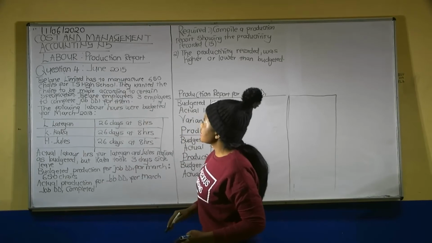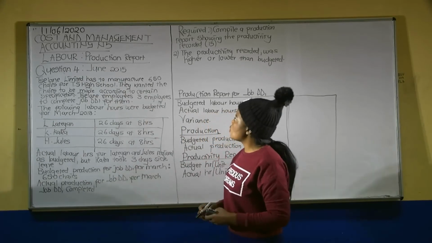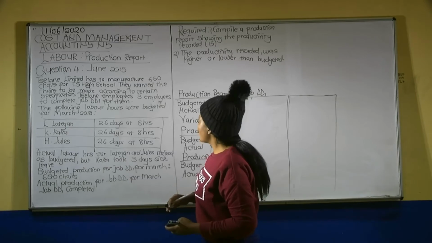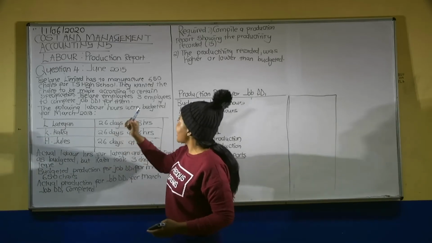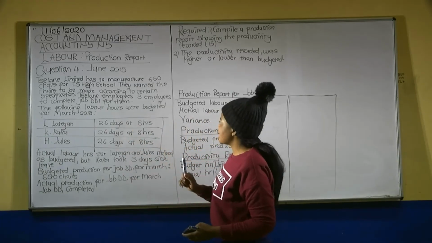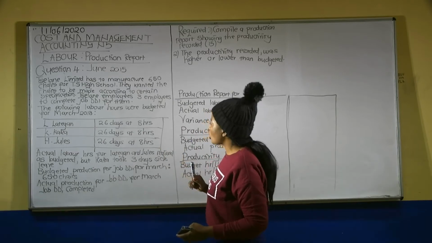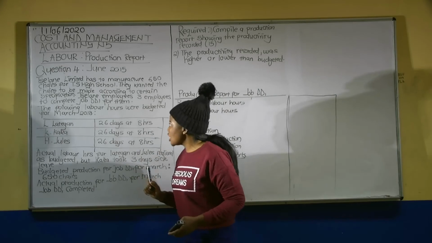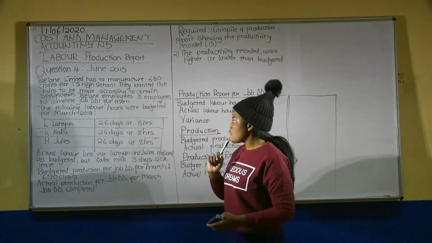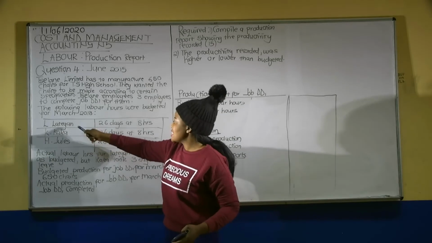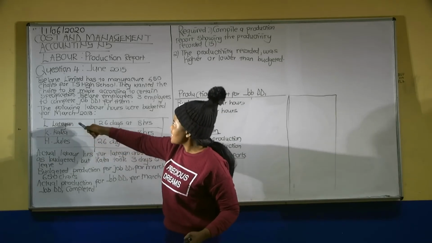The question reads: Selane Limited has to manufacture 600 chairs for TS High School. They wanted the chairs to be made according to certain specifications. Selane employs 3 employees to complete job DD1 for them. The following labor hours were budgeted for March 2015. Here is the list of the 3 employees employed by Selane Limited.